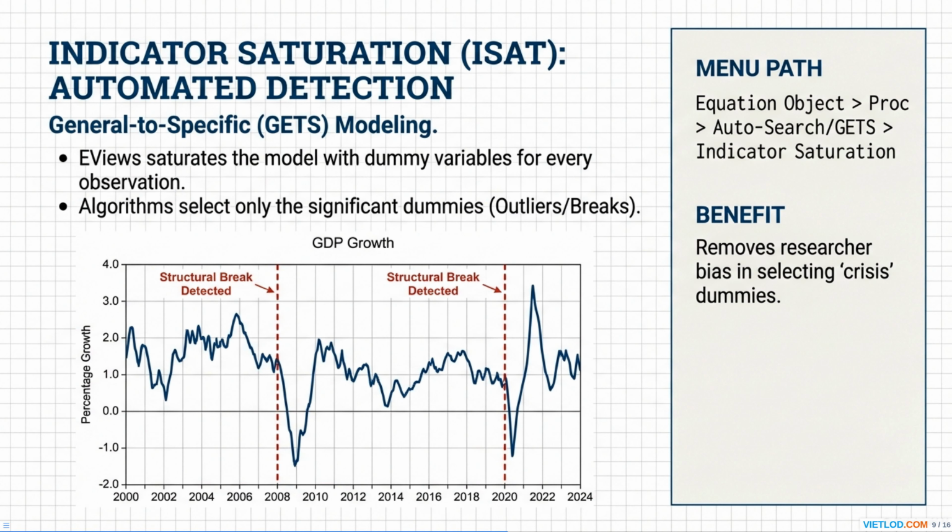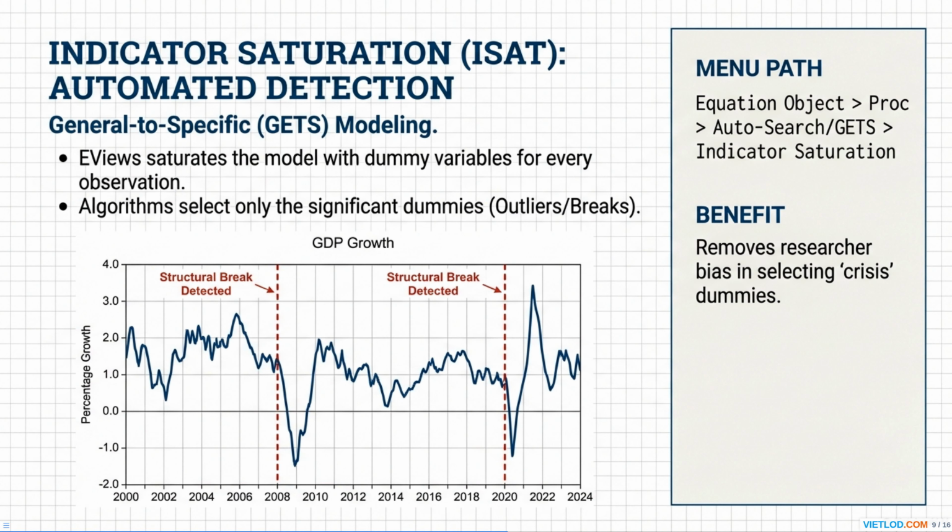Indicator saturation, or ISAT, is a powerful technique rooted in the general to specific, or GETS, modeling approach. Its primary goal is the automated detection of structural breaks and outliers in your data, without requiring you to pre-specify their timing. The method begins by conceptually saturating your model with a dummy variable for every single observation. While this sounds impossible to estimate directly, EViews algorithms then intelligently and systematically prune these, retaining only those dummies that are statistically significant and essential for capturing major shifts or breaks.